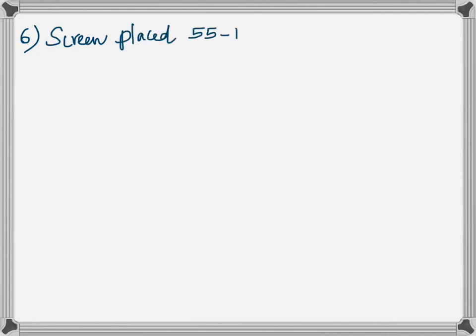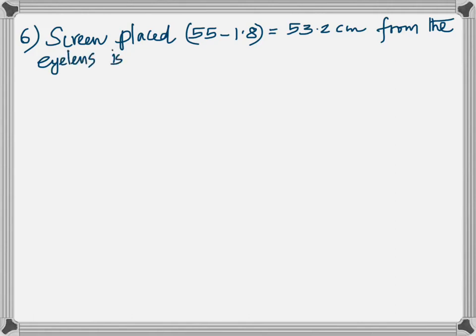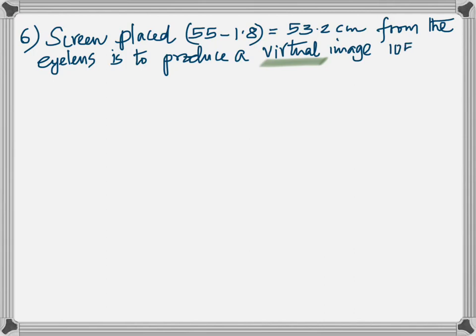Okay, the screen is placed at 55 minus. You always got to take that 1.8 centimeter away from each distance, because that's the lens side distance. So it's 53.2 centimeter from the lens. That is DO. And the image is to be produced. It's going to be a virtual image. And that's to be produced at 105 minus 1.8, which is 103.2 centimeter away.